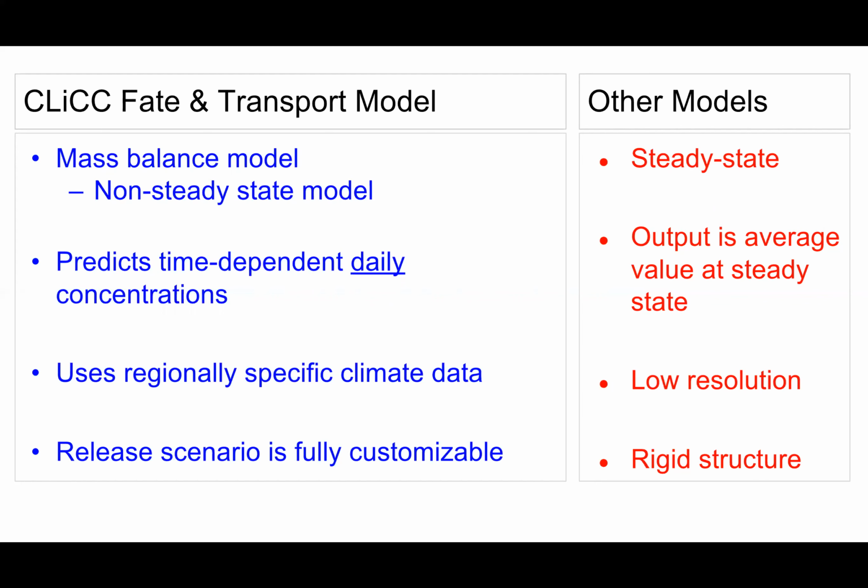This also means that we incorporate accurate climate data that's regionally specific and time dependent. And in addition, traditional Phaeton transport models only allow for one constant release scenario of a chemical, whereas our release scenario is fully customizable.